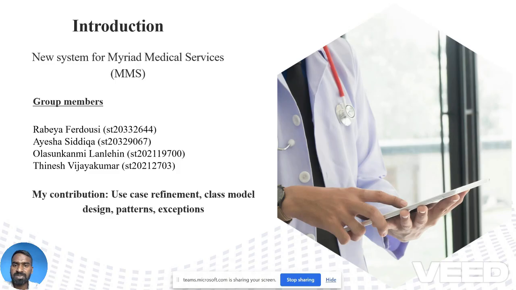My contribution includes helping shape the use case diagram, finalizing the class diagram, deciding where polymorphism should be used, suggesting the singleton patterns for storage, and designing the exception handling strategy.